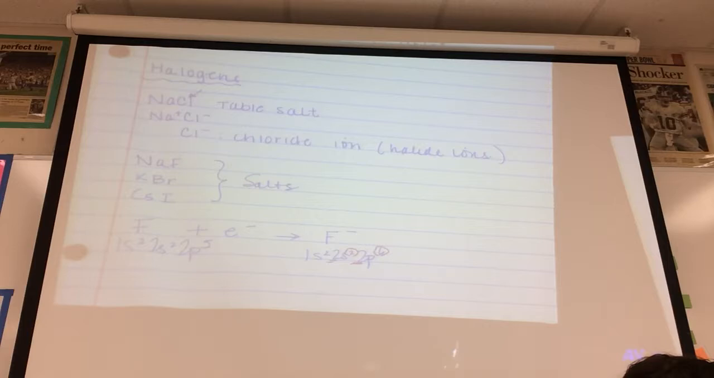Also in group 17, you have all three states of matter, because fluorine and chlorine are gases, bromine's a liquid, and iodine is a solid. So you have everything going on there.